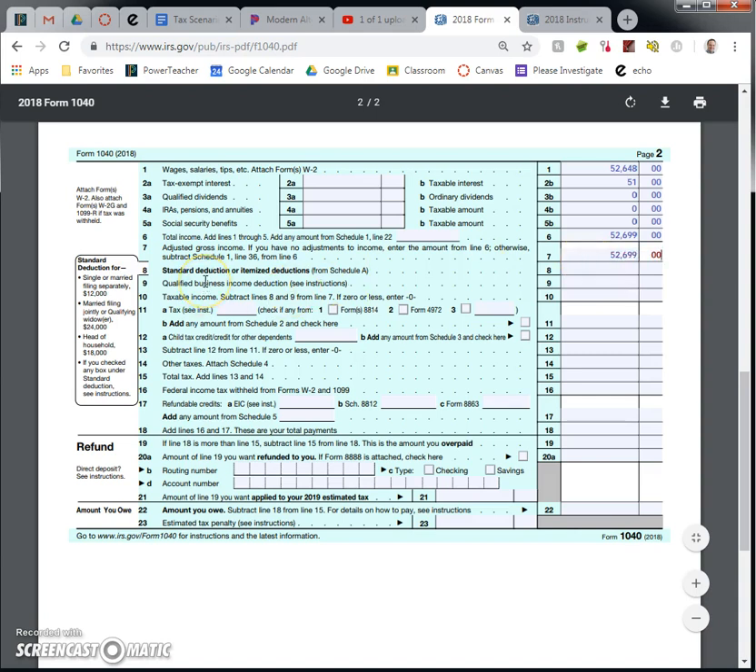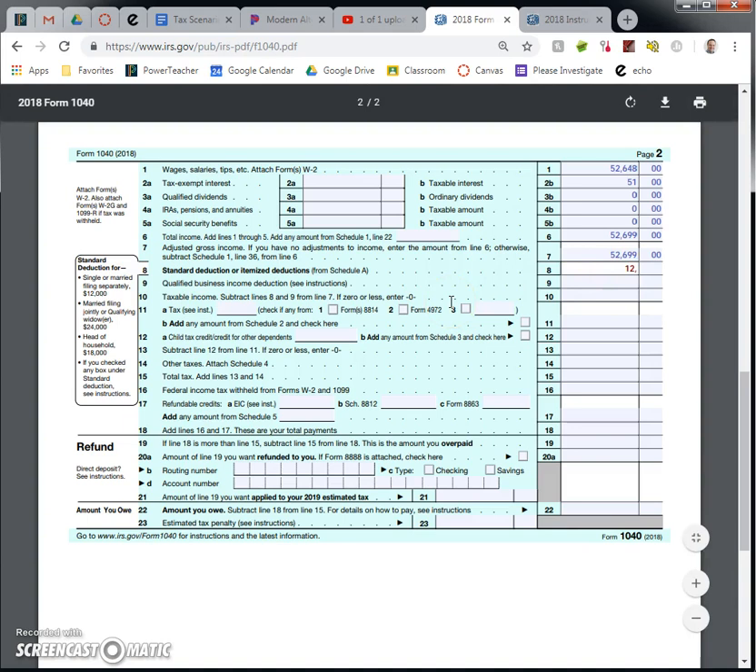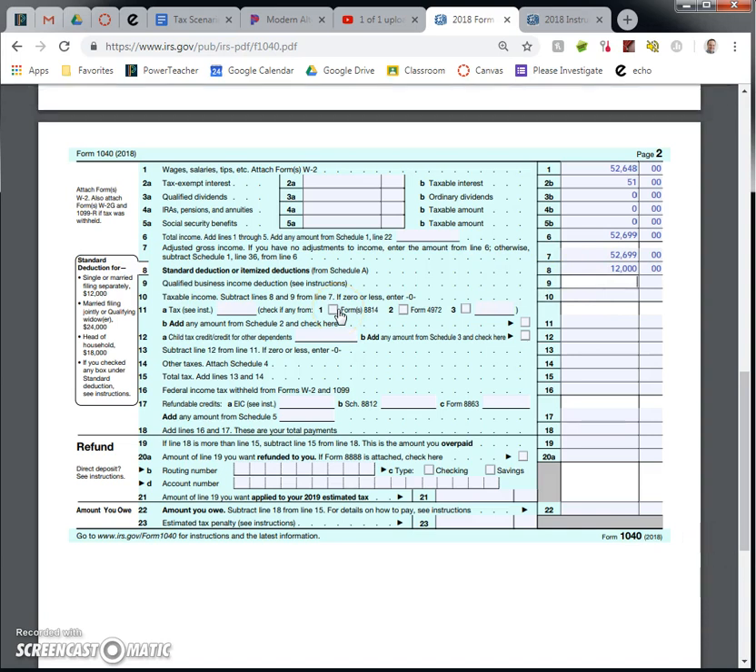Okay, line 8, standard deduction. We talked about this in the first video. Over here on the left, it tells you what amount to use depending on your life situation. Marcus is single, so therefore he is going to use $12,000. All right. And the government is saying that there's $12,000 of Marcus's income he does not have to pay taxes on.